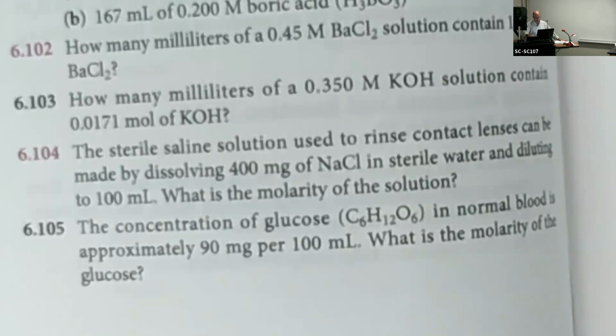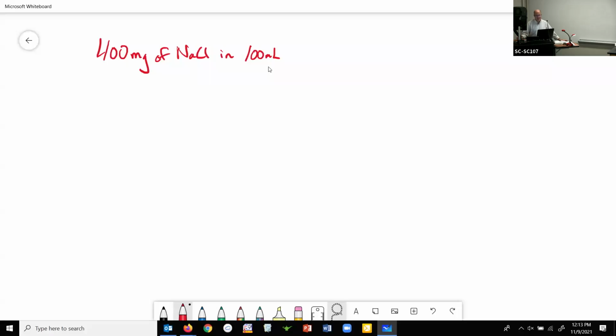I have recopied the problem on the whiteboard. 400 milligrams of sodium chloride in 100 milliliters. What's the molarity?